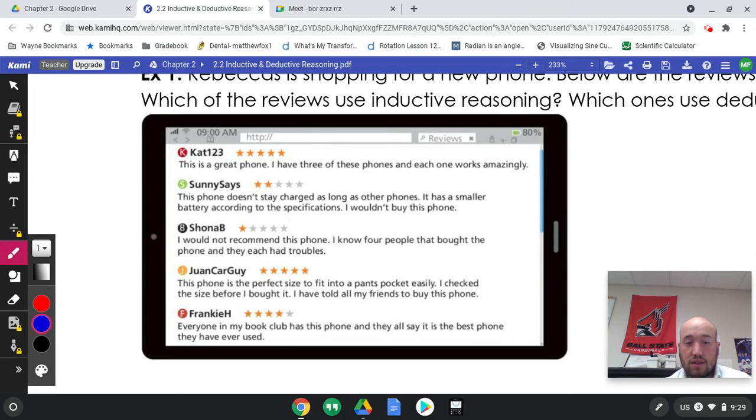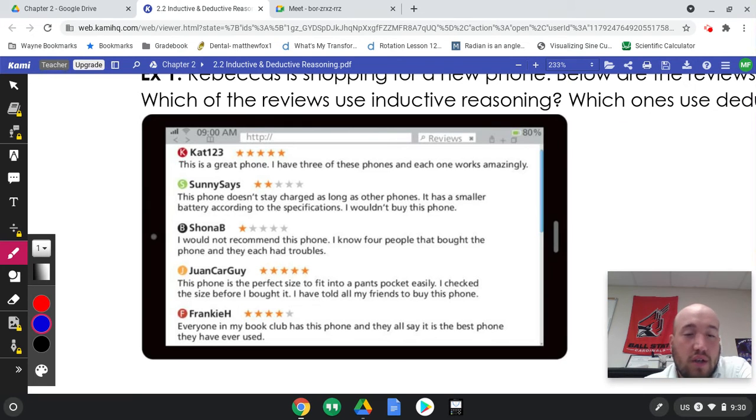Sunny says, this phone doesn't stay charged as long as other phones. It has a smaller battery according to the specifications. I wouldn't buy this phone. Now, it has a smaller battery according to the specifications. She has not stated exactly what the fact is, but we know that she is going based on the fact she looked up the battery and it is smaller. So that's going to be deductive. Okay, she's going based on the facts.